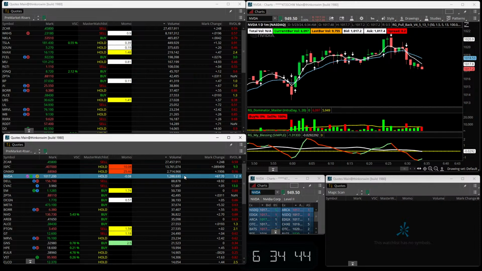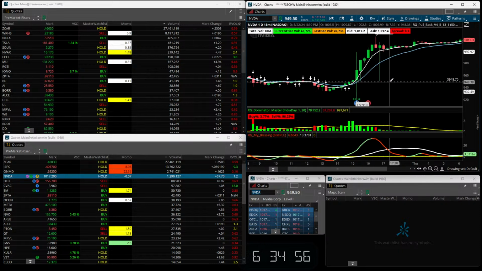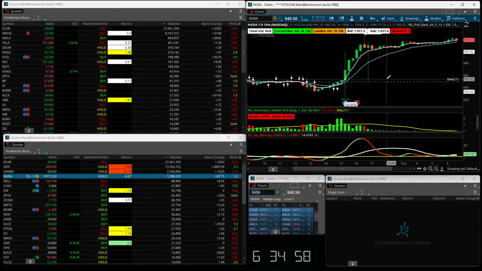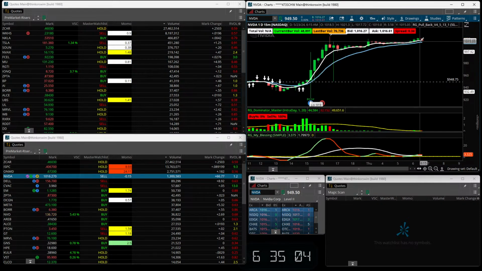There's NVIDIA down here in the pre-market risers custom scan. Let's look at NVIDIA overall. Let's take a 15-minute look at it. Looks like they started buying it up in anticipation of earnings, and then it just kind of laid flat, waiting on that news to break.